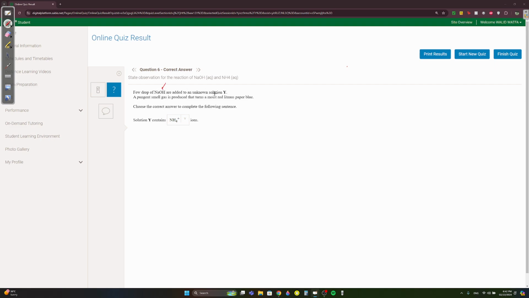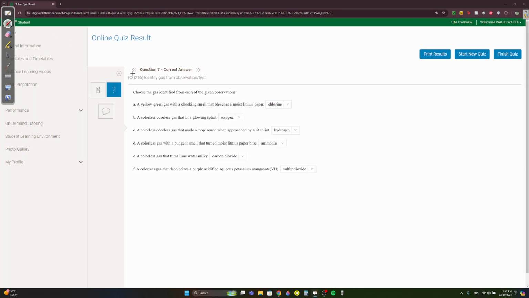Question 6. You added some NaOH to an unknown solution. You get a pungent smelling gas that turns red litmus paper blue. So that gas is ammonia, NH3. But what does the solution contain? NH4+. How can you get ammonia from the tests? What are the two things that give me ammonia? NO3- and NH4+. If you add NaOH to either of these, you're gonna get ammonia. But what's the difference? With nitrate, you also have to add aluminium, right? Here, did they say anything about aluminium? No. So that means we're gonna choose NH4+. Okay.